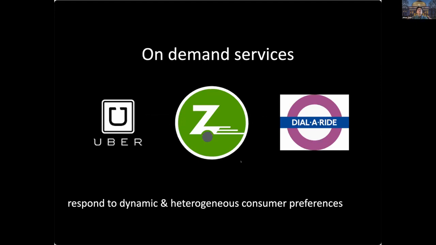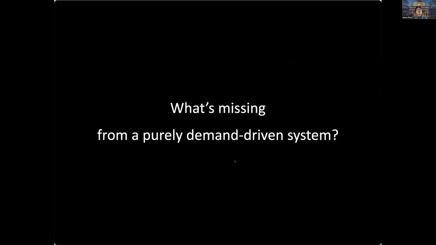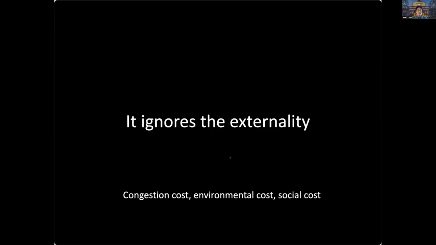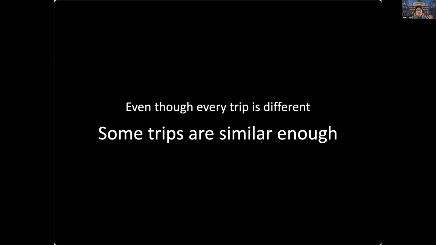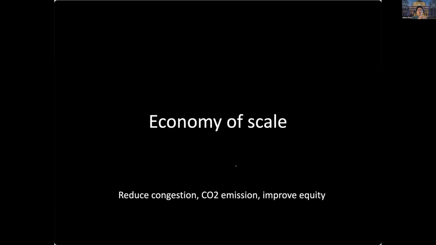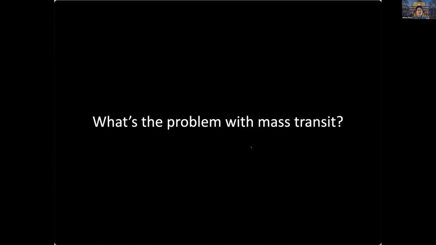So that's why we have all these on-demand services. They respond to the dynamic and heterogeneous consumer preferences. But what's missing from a purely demand-driven system is that it ignores externalities: a lot of congestion costs, environmental costs, and social costs. On the other side, why do we have mass transit? Even though every trip is different, some trips are similar enough for them to be packaged into a high-capacity mass transit system. That's the economy of scale that reduces congestion and CO2 emission, and improves equity. But what's missing with mass transit? It does not respond to the dynamic and heterogeneous consumer preferences.